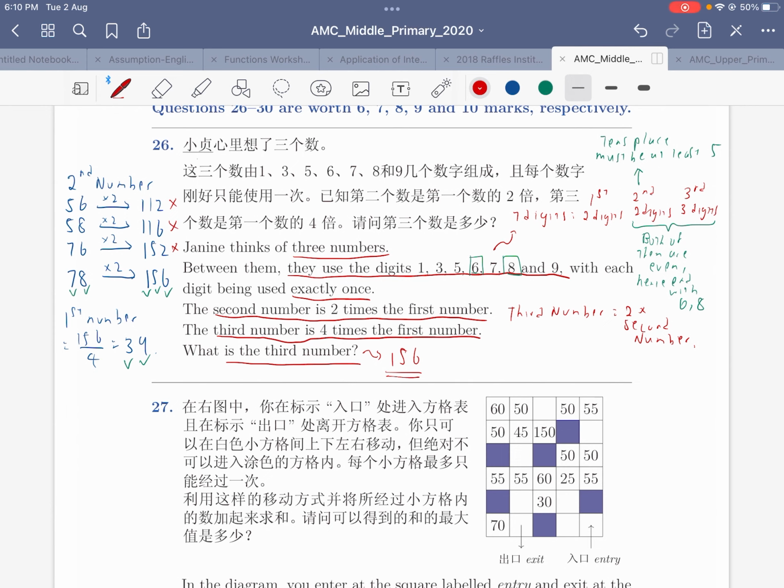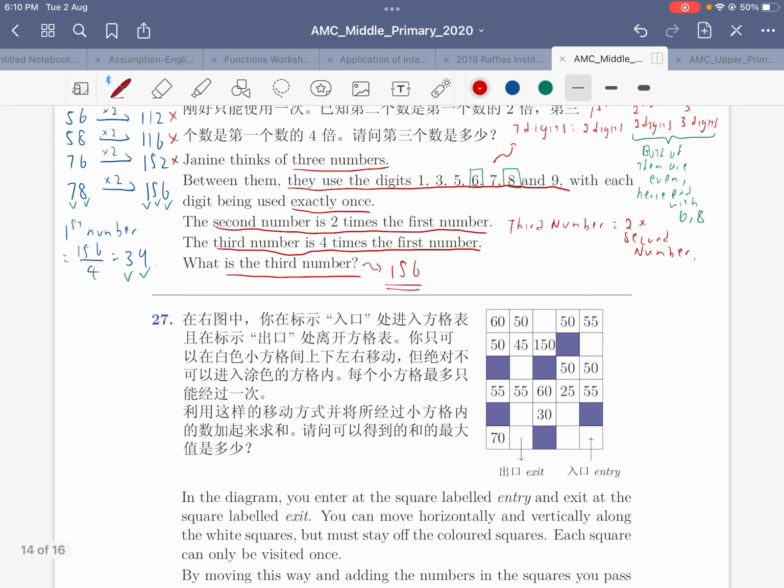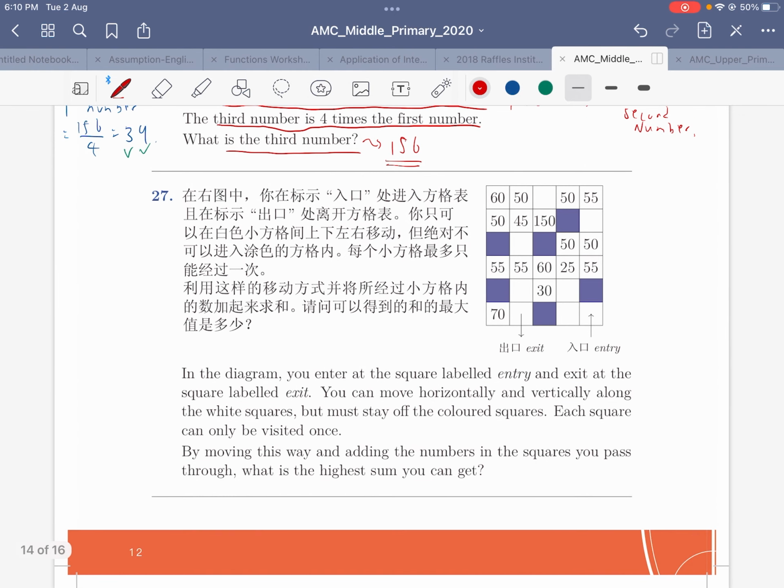So hopefully you guys have developed a little better understanding of how to tackle these kinds of questions, and hopefully you guys will be able to build up your logical reasoning in order to tackle similar questions like these in the future. Alright, let's move on to question 27.